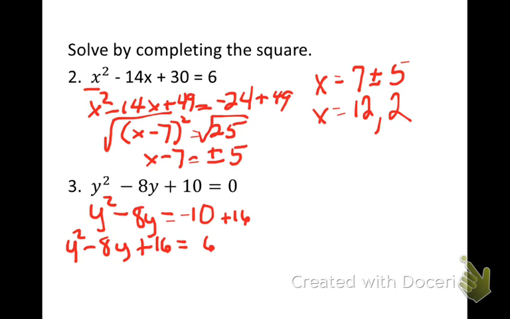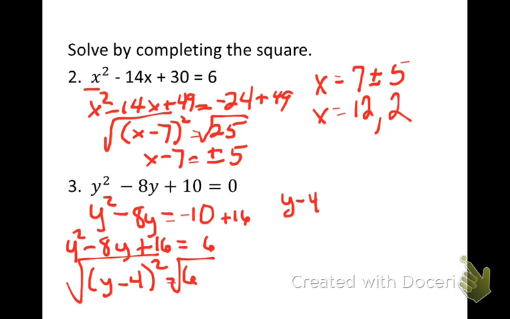Add 16 over there, I'm going to get a positive 6. So factor this into y minus 4, the quantity squared, equals 6. Now I'm going to take the square root of each side. I get y minus 4 equals plus or minus, and you take the square root of 6 and you're going to get 2.4.